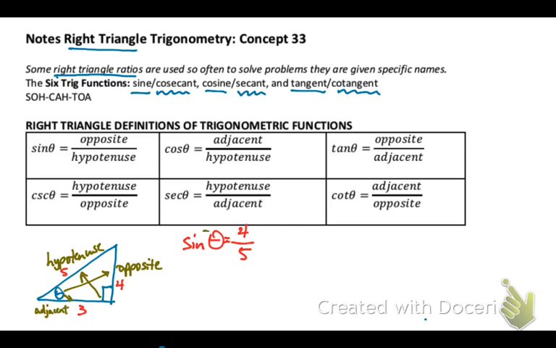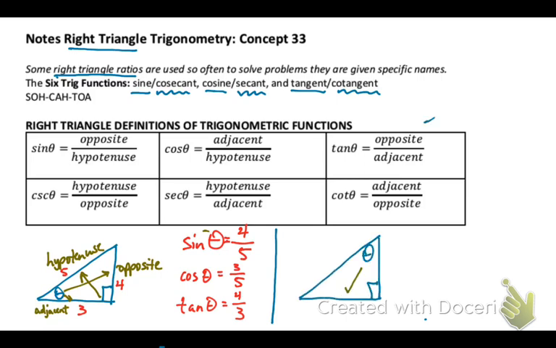The side that touches the angle that's not the hypotenuse, we call that the adjacent side. It's next to it. And so in this triangle, that is a length of 3. So the cosine of theta would be 3 over 5. And then the tangent is the comparison of the side that's opposite divided by the length of the side that is adjacent. So again, in this triangle, with theta labeled where it is, it would be 4 over 3.